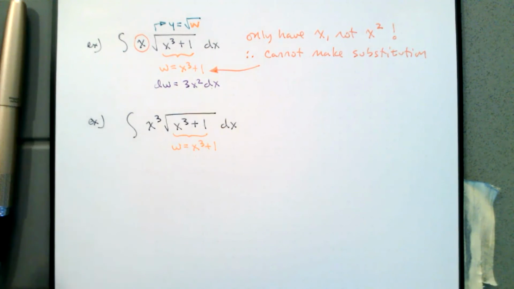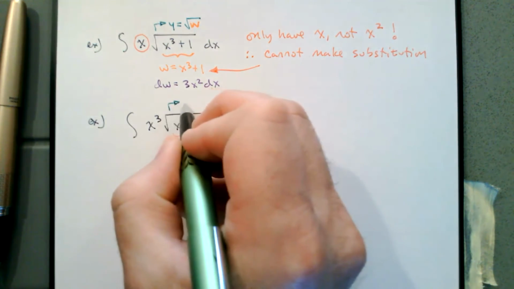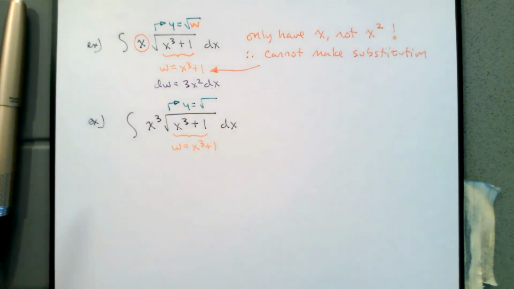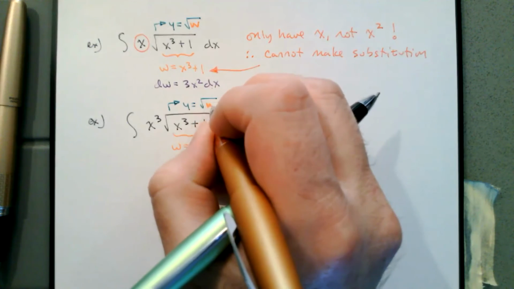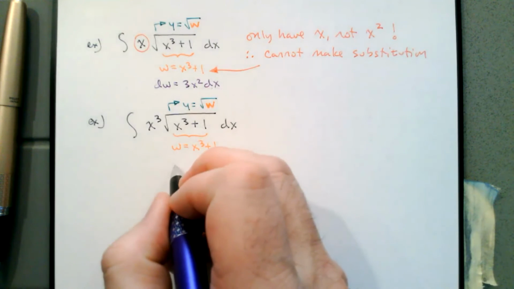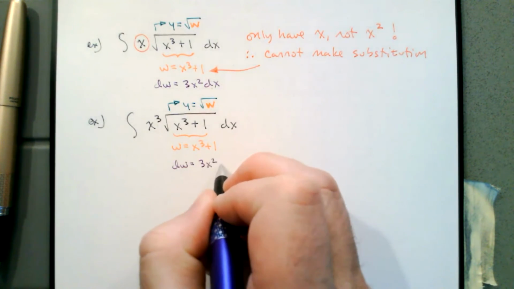So here, if I want my inside to be x cubed plus 1, first I want to make sure that I know what I'm plugging this into. And that's still just a square root of w. And then I'm going to need to look for the parts that make this substitution work. If w is x cubed plus 1, then dw is 3x squared dx.